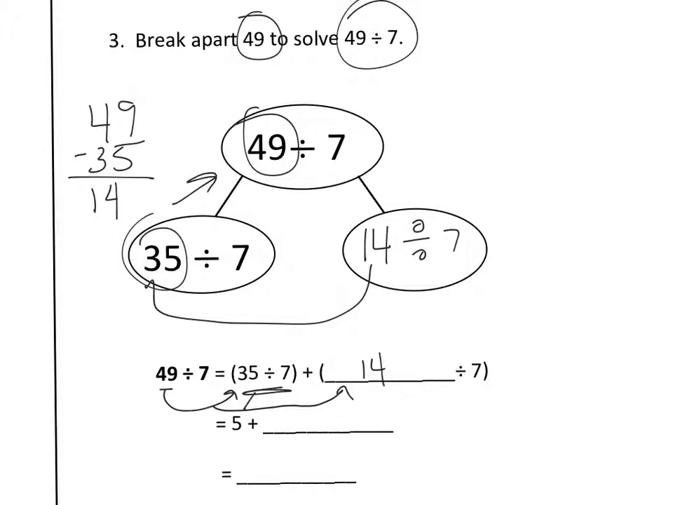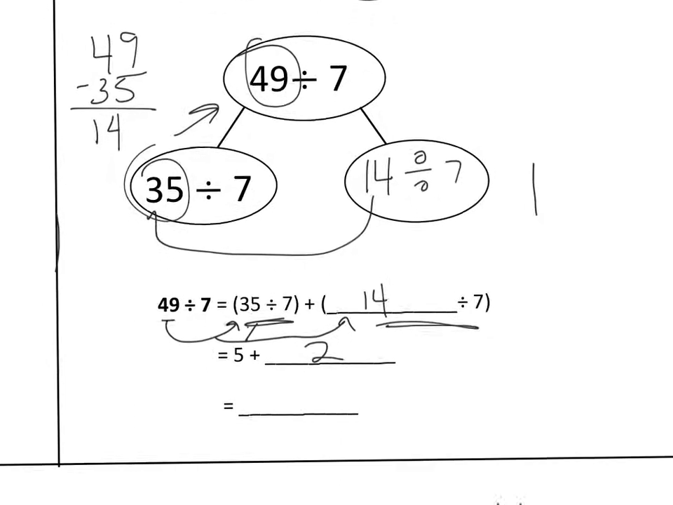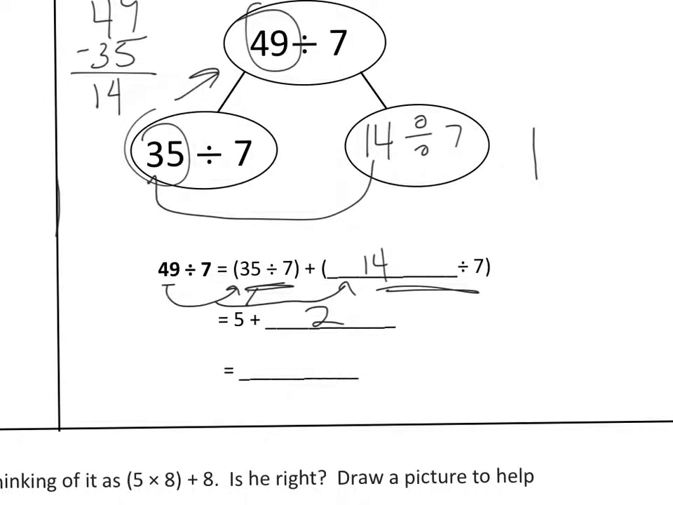35 divided by 7 is 5. 14 divided by 7 is 2, because 2 sevens equal 14. Or if you break 14 up into 7 groups, you get 2 in each group. Then we have 5 plus 2 equals what? 5 plus 2 equals 7. So 49 divided by 7 is 7. This is a really good strategy if you don't know 49 divided by 7. But you also have to know your factors of 7. So sometimes this works, sometimes this doesn't.